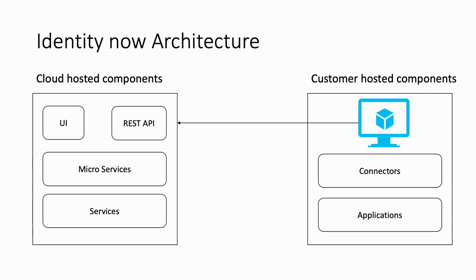The UI is the user interface that administrators and users interact with for identity governance tasks, such as access requests, certifications, and approvals. It is designed to be intuitive, making it easy for users to manage identities and access. The REST API provides programmatic access to identity functionalities. It allows organizations to integrate IdentityNow with other applications and automate identity management processes, providing flexibility and extensibility for developers.